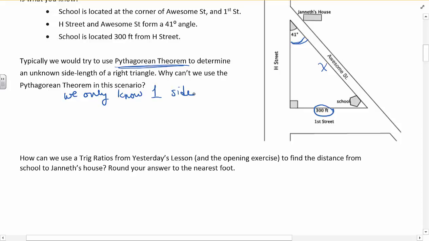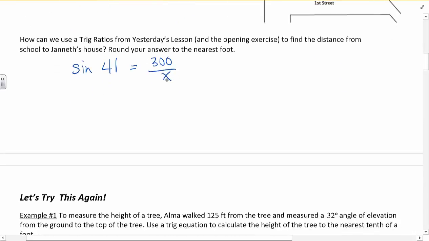How can we use trig ratios? Well, here's how that works. I know the 300. I want to know x, and I know that this angle is 41. So I have an angle. I have the hypotenuse. Well, I don't have it, but it's marked. It's something I'm interested in. And I have the side opposite. So I have an opposite and a hypotenuse. O and H goes with sine. So sine 41 would be 300 over x. I now have an equation with exactly one unknown, the x.